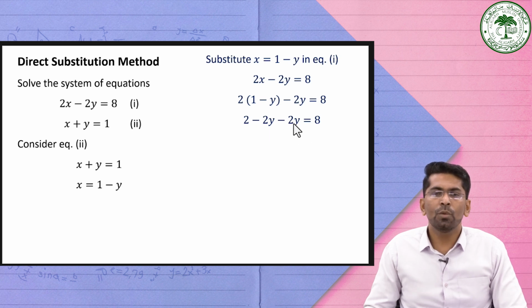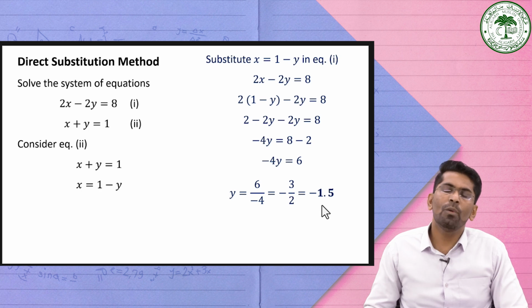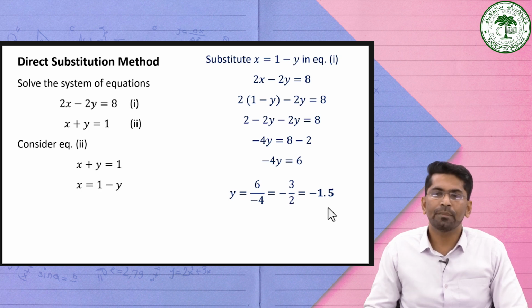So 2 minus 2y minus 2y gives 2 minus 4y equal to 8. The 2 goes to the right hand side of the equation, so it will be 8 minus 2. So minus 4y is equal to 6, and y is equal to 6 divided by minus 4, which is minus 3 by 2, which is minus 1.5. So y is equal to minus 1.5.